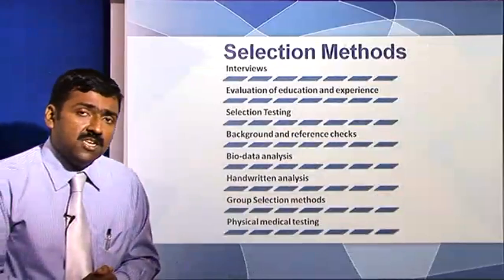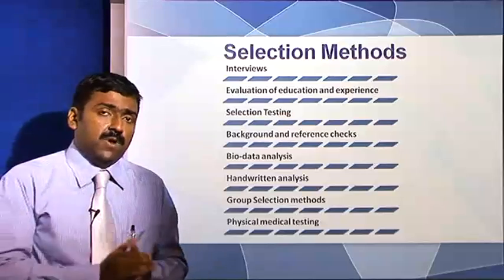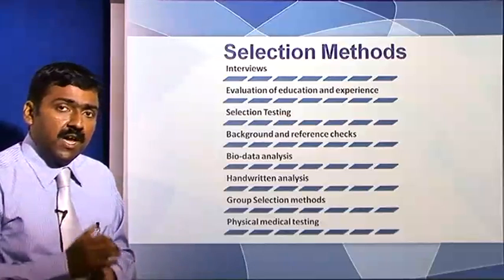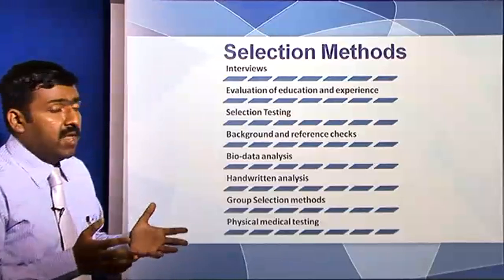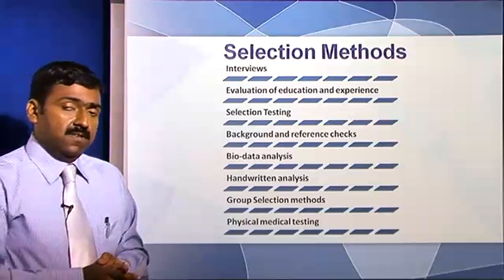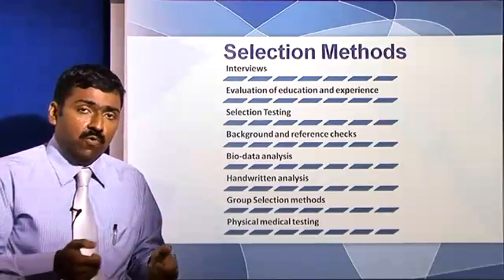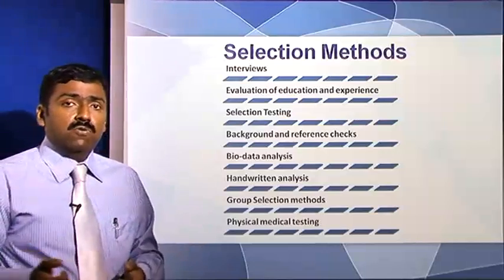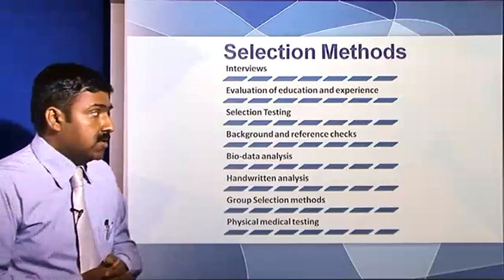What are the selection methods in practice in a business environment? Interviews. This is the most common form by which candidates are interviewed and the selection process happens. Evaluation of education and experience. Let us say for highly research oriented jobs, you have a heavy profile, say A, B, C. You compare their academic backgrounds, what is their experience. So that kind of selection test is also being practiced.